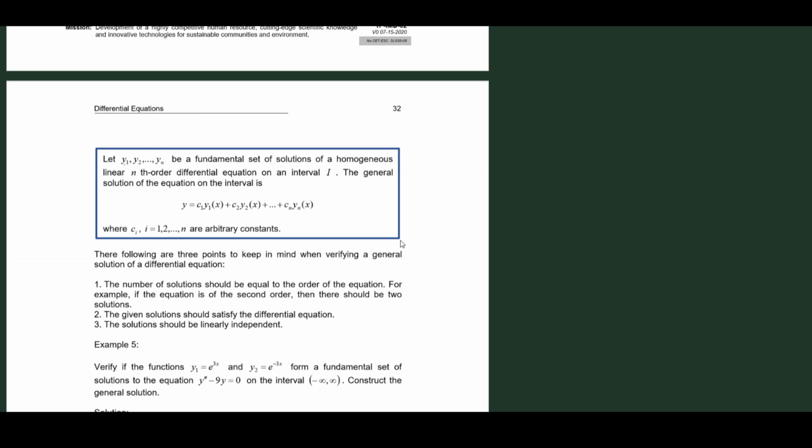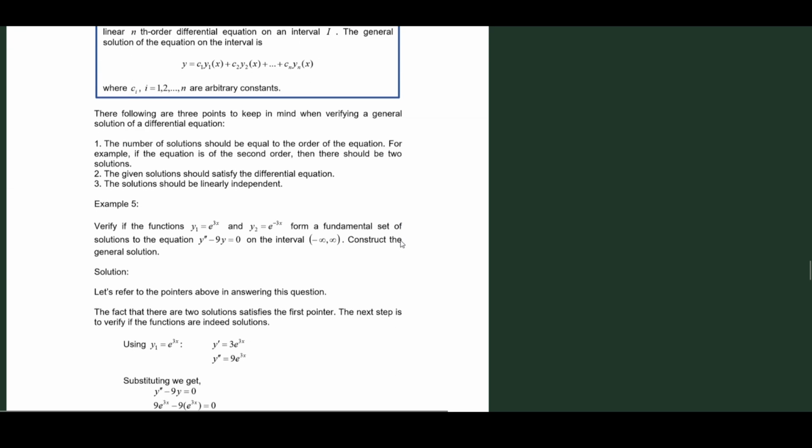Okay, so let's make this concrete by doing an example. Let's do example 5. Verify if the functions y1 is equal to e raised to 3x and y2 is equal to e raised to negative 3x form a fundamental set of solutions to the equation y double prime minus 9y on the interval negative infinity to positive infinity. Then construct the general solution.